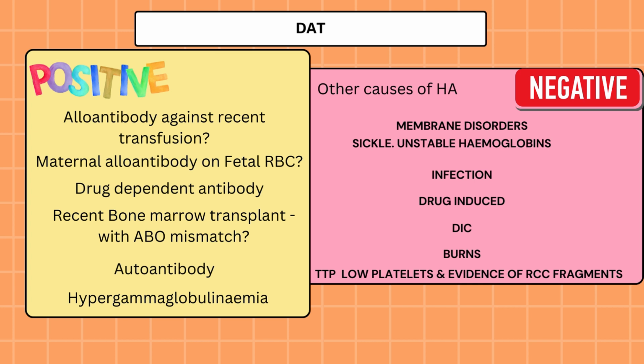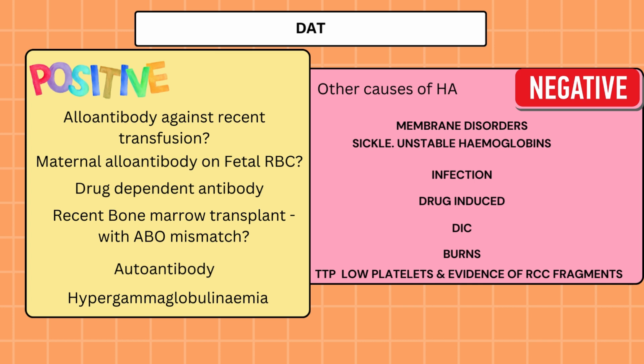So you need to think, has this patient recently had a blood transfusion? Is there an alloantibody from a donor? Is this patient an infant, and are they jaundiced because of a maternal alloantibody on the fetal red cells? Have they recently had any specific drugs which can induce hemolysis, like cephalosporins, diclofenac, rifampicin, fludarabine, oxaliplatin in terms of chemo, ceftriaxone, tazocin?